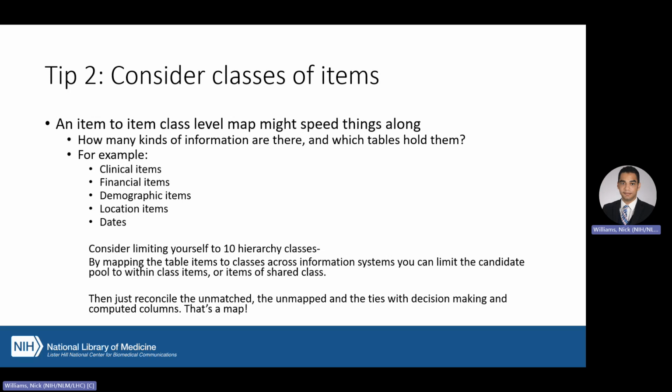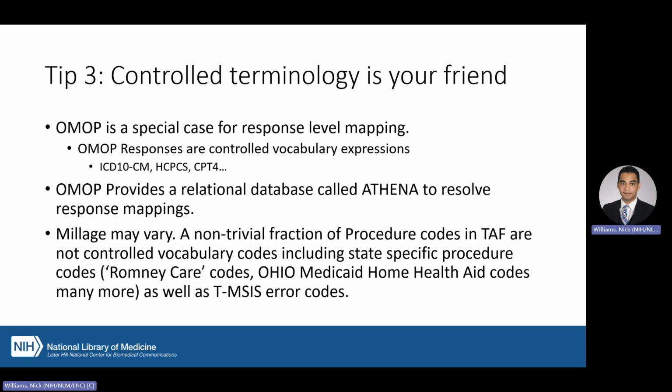Consider limiting yourself to 10 hierarchy classes, although you could do more if you wanted to. By mapping the table items to classes across information systems, you can limit the candidate pool to within class items or items of a shared hierarchical class. Then you just have to reconcile the unmatched and unmapped ones. Further, if there are ties, you need to do some decision making. And that's map.